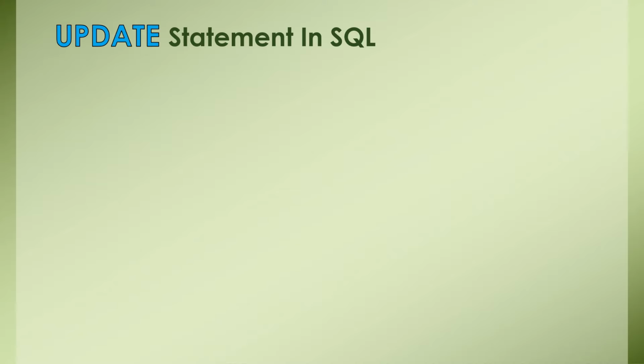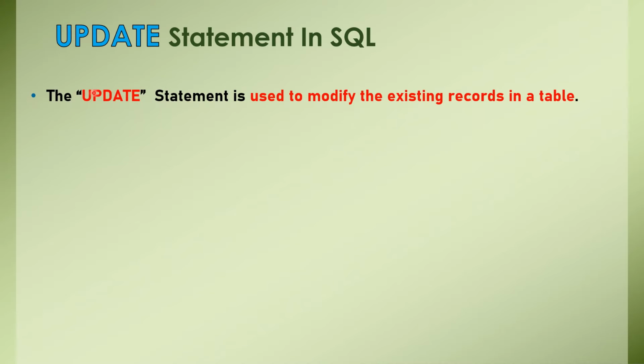So what is the update statement in SQL? The update statement, as the name suggests, is used to update or modify the existing records in a table, right? Means if there is any record which is already present inside a table, and your business requirement is such that you need to update some values of that record, then you need to use the update statement. Okay, I'm repeating again. Whenever you have some records inside your table and your business requirement states that you need to update some values for any particular row, then you need to use this update statement.